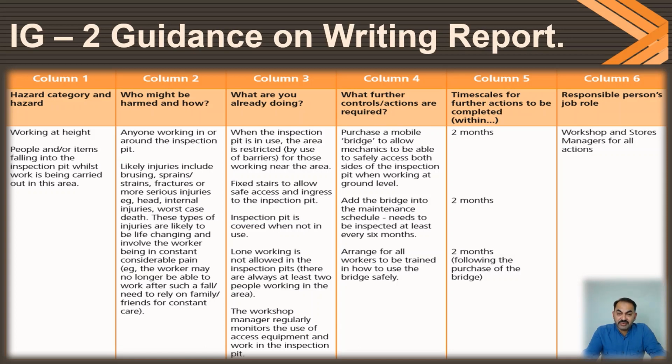Third column is what controls are already there. So as I told you earlier also, you need to come up with some of the controls you observed on site, and you need to list down those controls. For example, in this case, when the inspection pit is in use, the area is restricted by use of barriers for those working near the area. This is one of the controls already in place, and people take care of other people in the area, and they restrict entry of other people in the area.